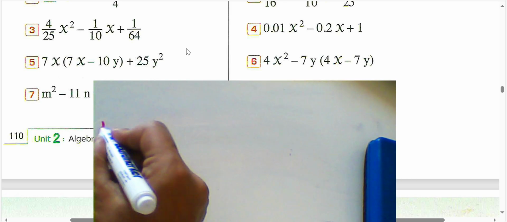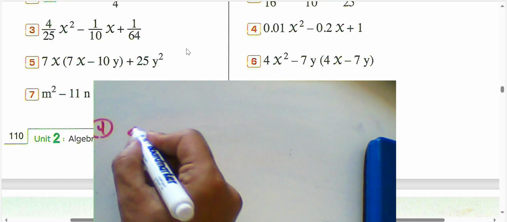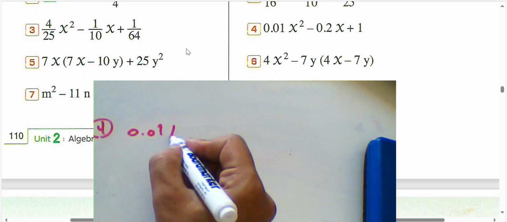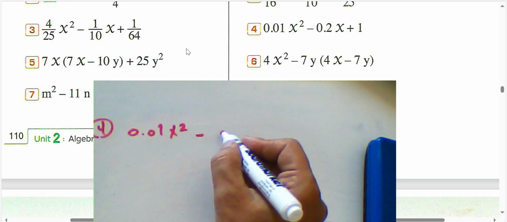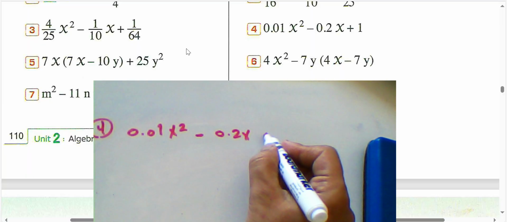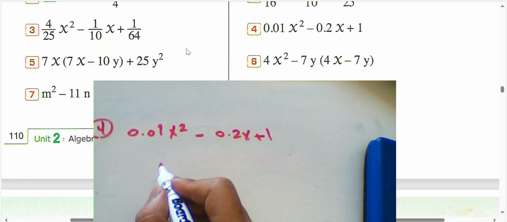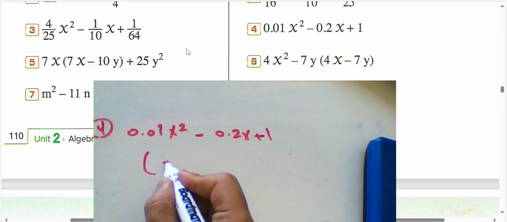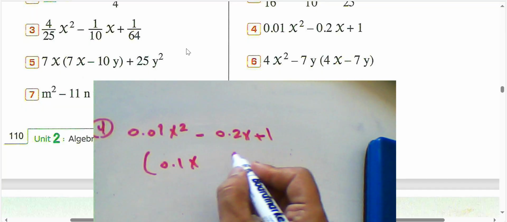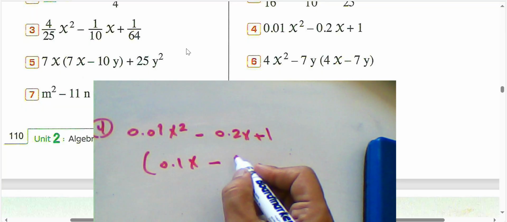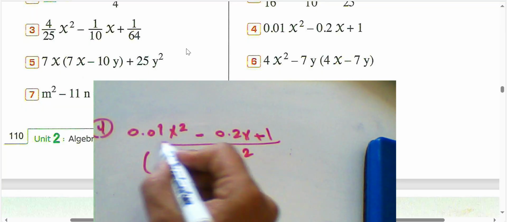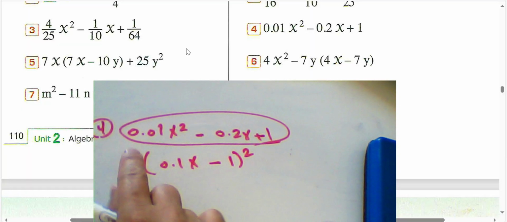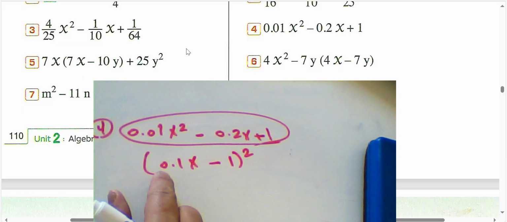Question number 4, 0.01 x power 2 subtract 0.2x plus 1. This expression, it will be (0.1x, and write negative, and square root of the 1 will be 1) all power 2, because this expression we call it perfect square. Square root of this number 0.01, it will be 1/10.